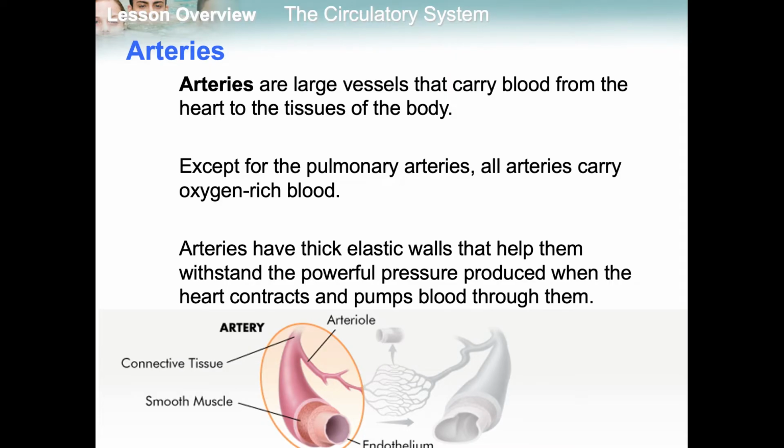Let me rephrase that because that probably sounded confusing. All arteries carry oxygen-rich blood to the rest of the body. The only ones that don't carry oxygen-rich blood are pulmonary arteries. They are carrying oxygen-poor blood to the lungs to then become oxygen-rich. Arteries have very thick elastic walls so that they can withstand powerful pressure. So the blood constantly rushing through, it's able to withstand all that pumping and the contracting that's allowing the blood to go through.